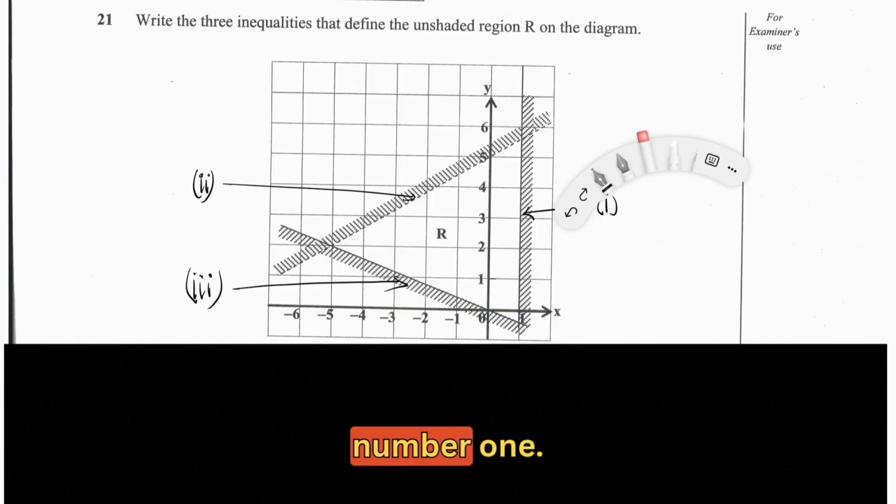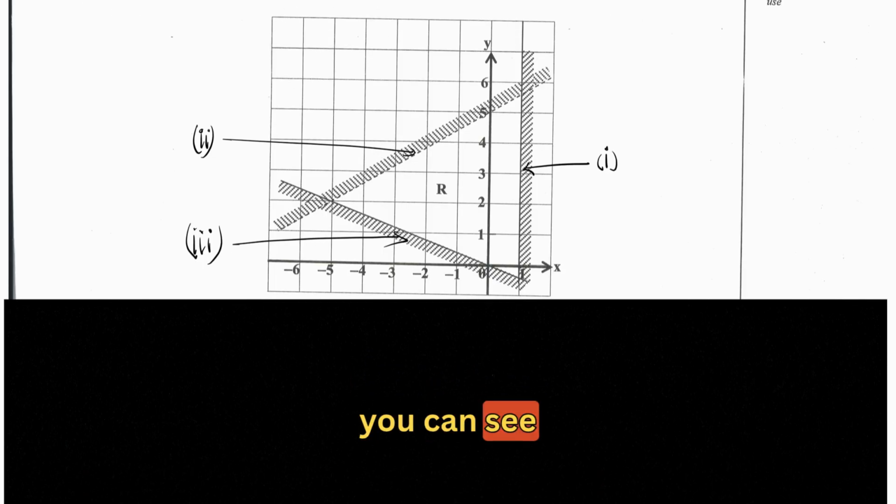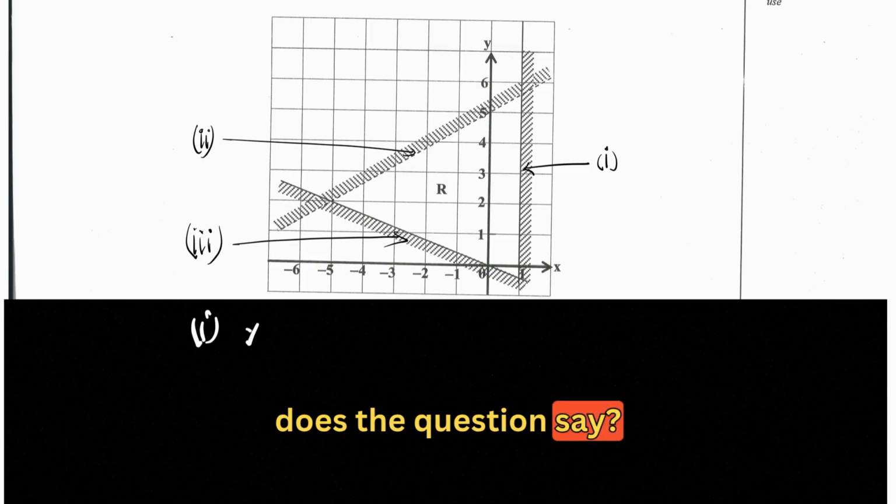The first one is number 1. You can see here, let me write it here. Number 1. You can see that this is just a vertical line which is passing at 1. So x is equal to 1, right? So that is the line. But what does the question say?